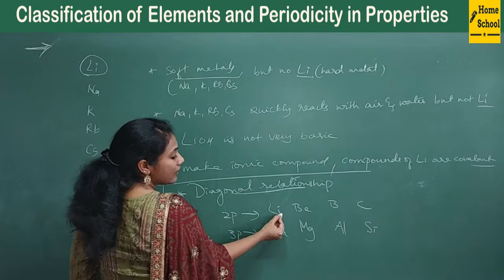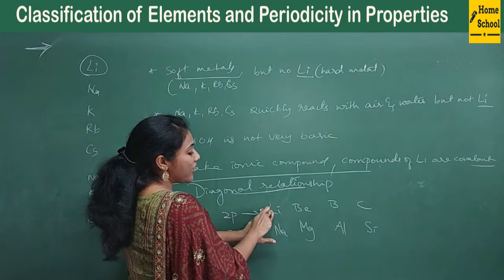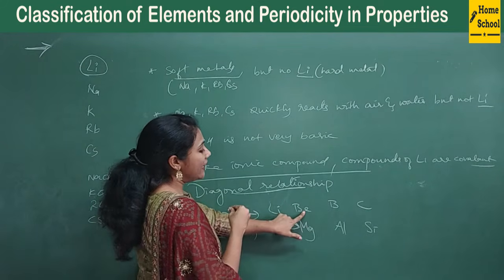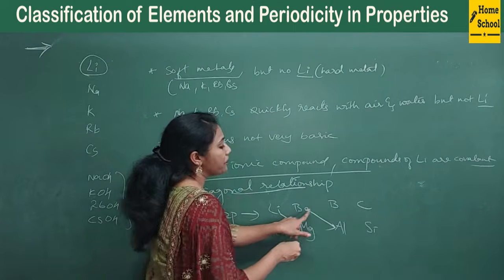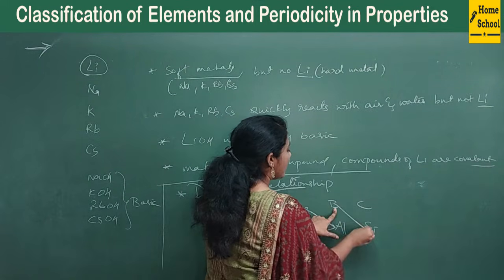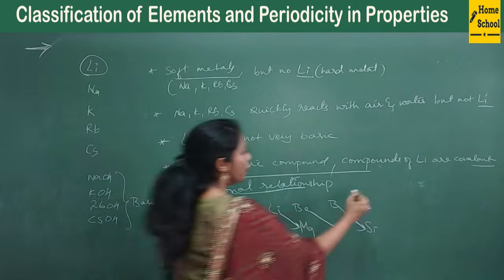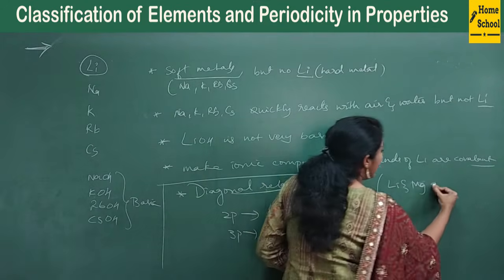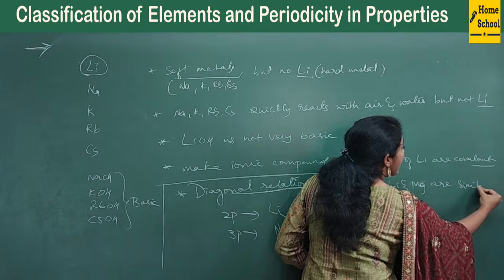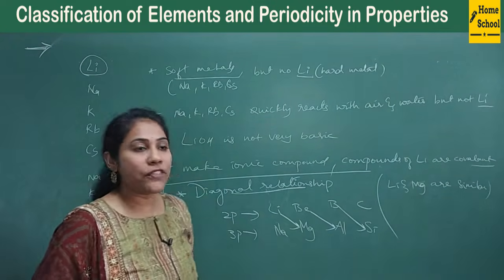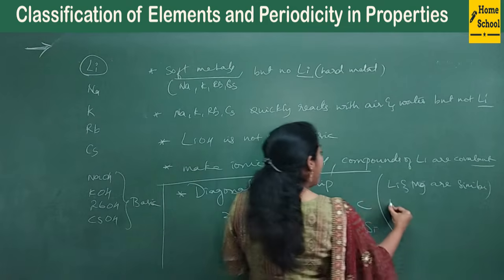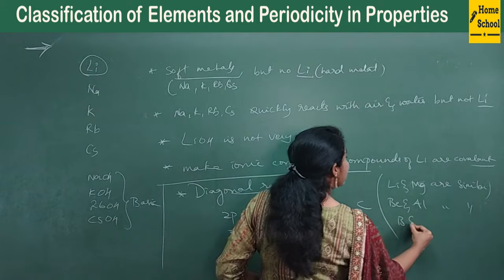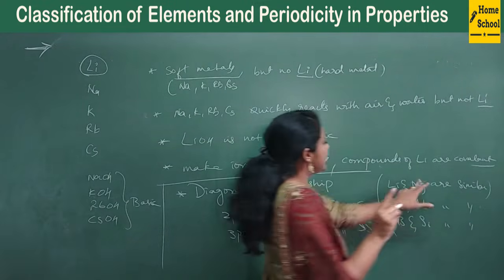So which element is placed diagonally to lithium? Definitely magnesium. To beryllium, which element is diagonal? Aluminium. To boron, which element is diagonal? Silicon. Usually lithium and magnesium are very much similar. They show similar chemical and physical properties. Similarly, beryllium and aluminium are similar. Boron and silicon are similar. So only these three pairs.